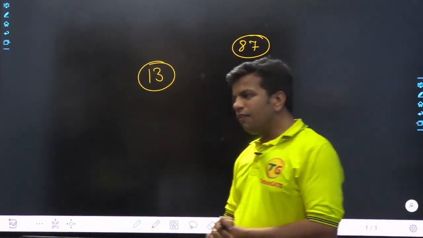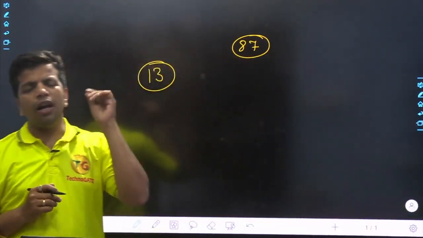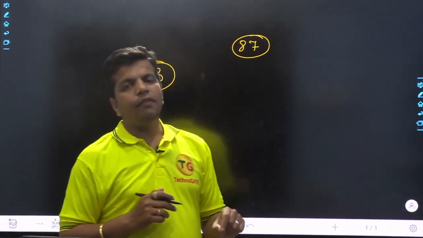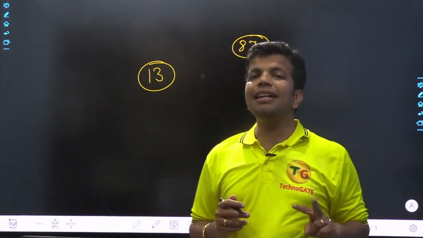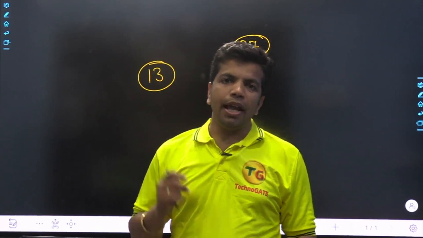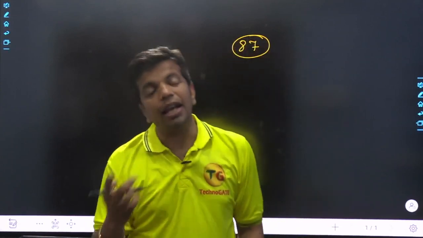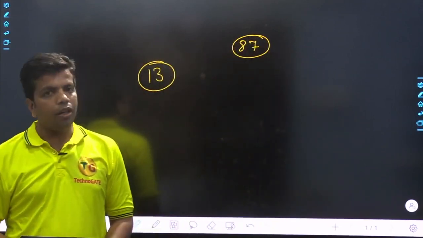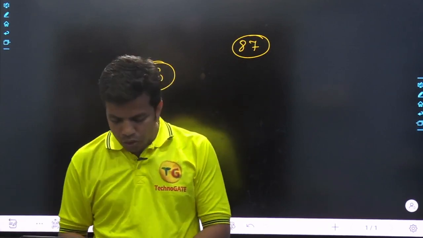So what is the condition for a prime number? We can say that if a particular number is divisible only by 1 or itself, then it is a prime number, and if that number is divisible by any other value, then it is not a prime number. So we need to check that particular thing.